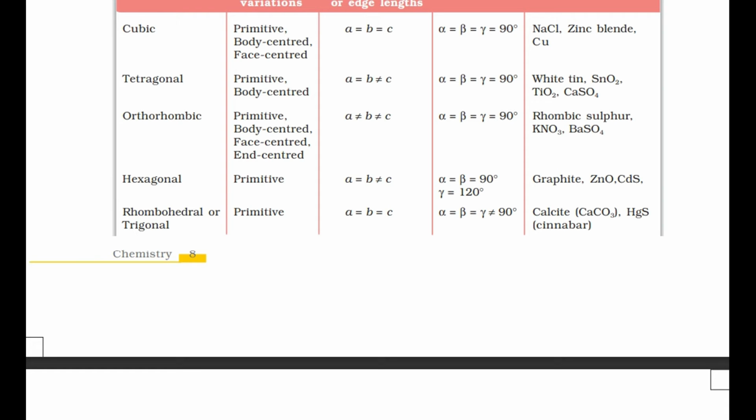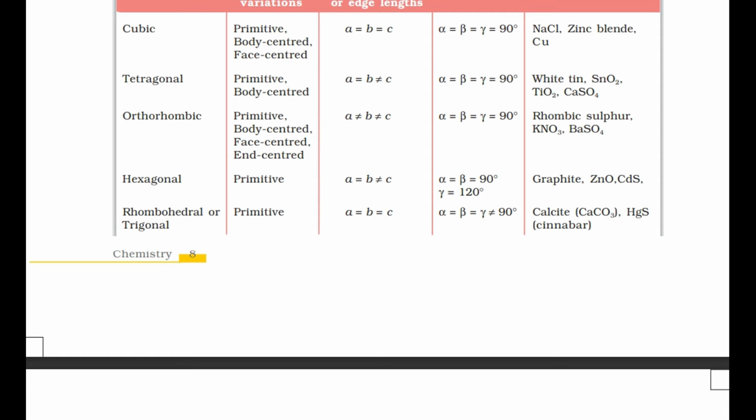The possible variation is only primitive, and talking about edge lengths, a is equal to b, which is not equal to c. The axial angles, alpha equals beta, which is equal to 90 degrees, and gamma is equal to 120 degrees. The examples are graphite, ZnO, zinc oxide, and CdS.